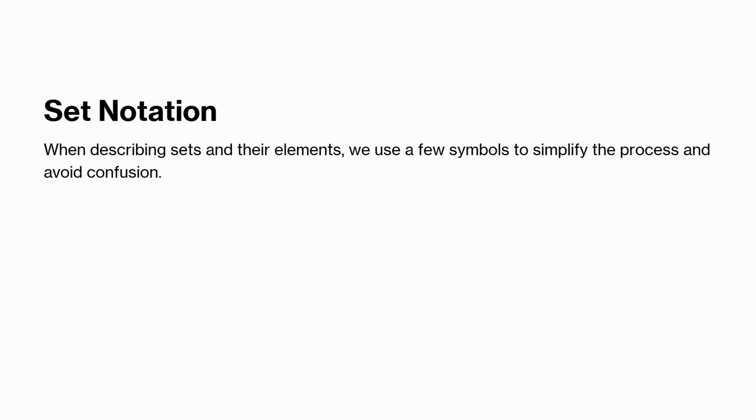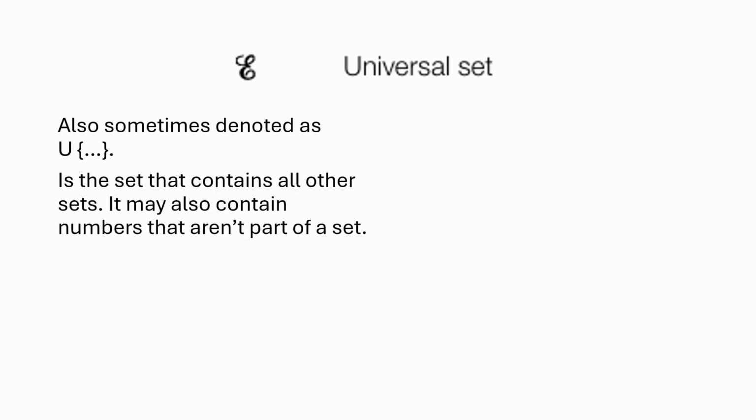Now, when describing sets and their elements, we use a few symbols to simplify the process and avoid confusion. If you're working with someone from a different background, who works in a different language, there might be some confusion, so using these notations helps to avoid that confusion. First notation, this is a very important one, this is the universal set. It is represented by the Greek letter xi, also sometimes by the English letter u. And this is the set that contains all other sets.